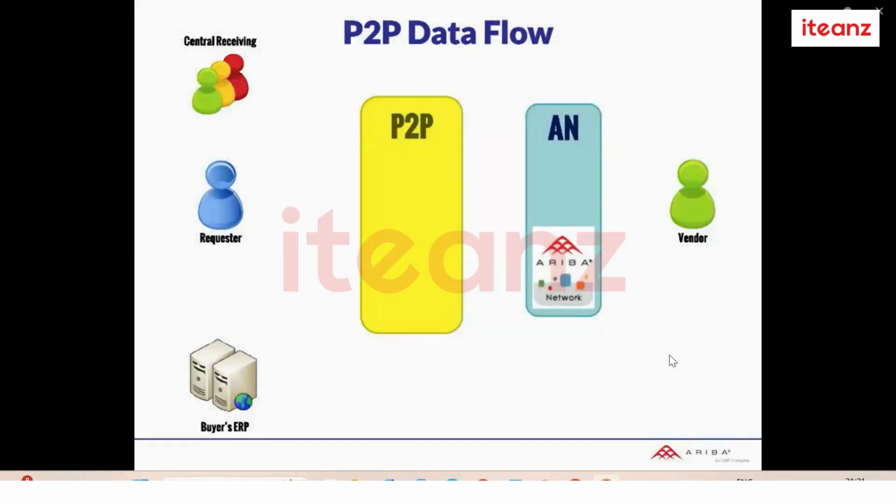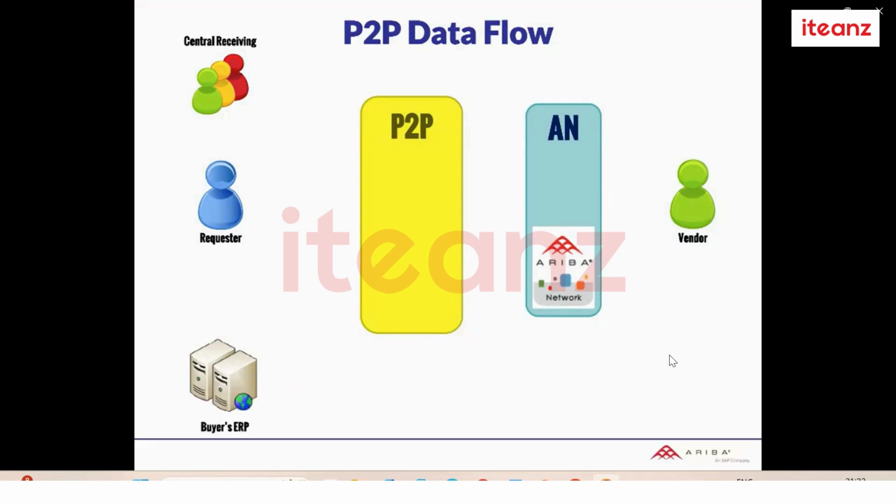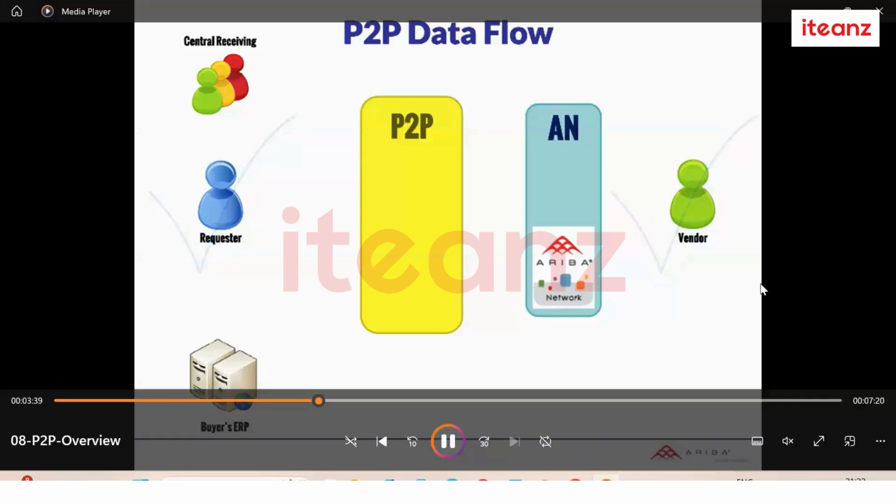It's different. It's like for Ariba, SAP is like the database. Okay, this is the P2P data flow. The requester P2P is nothing but the Ariba buying and solution. This is the Ariba network. This is the requester, and the requester is nothing but the end users.